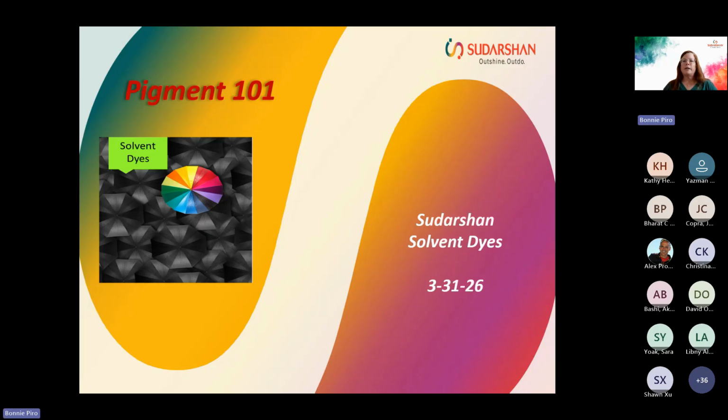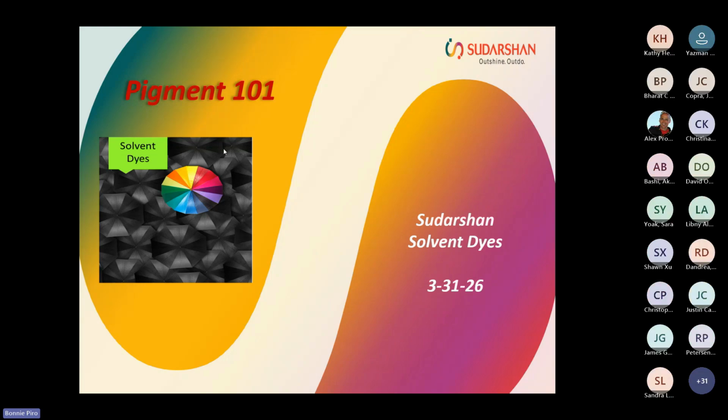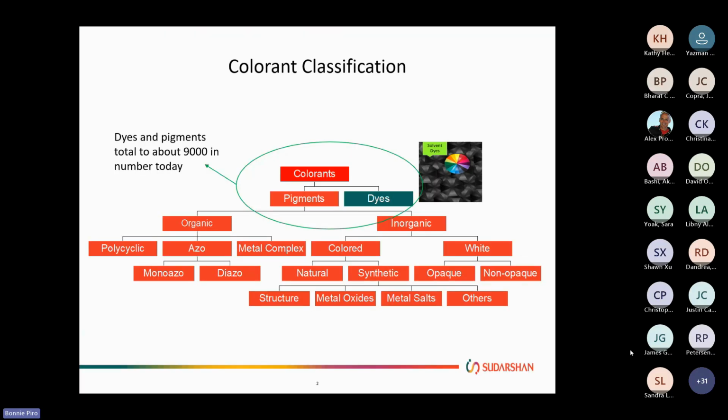I'm going to go off screen here. And so as I mentioned, we'll talk about solvent dyes today. They are part of the colorant world. Just a fun fact: there are about 9,000 dyes and pigments in total that are used or have been used. Some of them may not be active anymore in the industry. So there's a lot of choices out there.